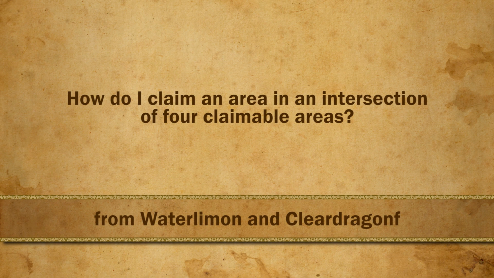Question number 5. How do I claim an area in an intersection of 4 claimable areas? That's actually quite simple. The area that the claim block will be claiming is the area in which the center point of the claim block is in. So if you have, let's say, this is your area and you put your claim block like this, the center point will be on this side, so it will claim this side of this area. This area will require a different claim block.